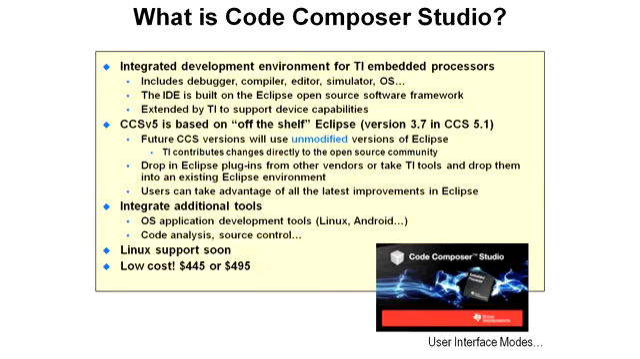You can also integrate additional tools. If you're working with operating system application development tools like for Linux, for Android, if you're doing additional code analysis, source control type stuff, all of those integrate directly into the tool. We will be having Linux support soon, and by the time you are listening to this, we may have it already. We have brought the price down on this. If you download it from online, it's $445. Or if you get a CD, it's $495.